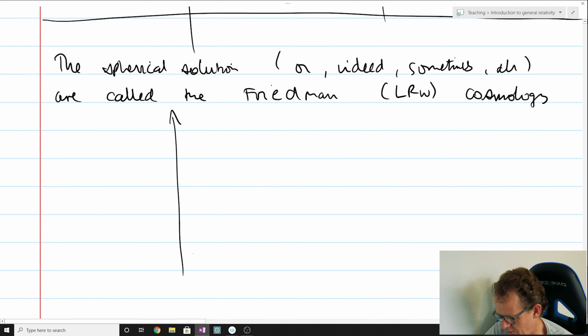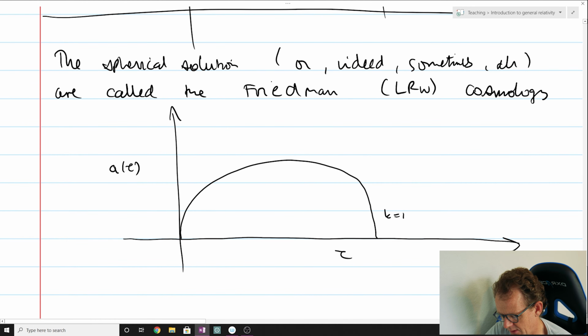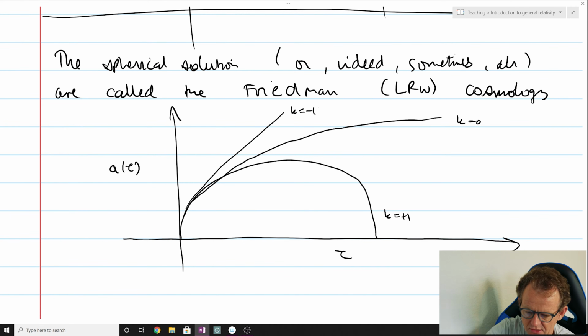And I'll just briefly sketch these solutions for the various cases. So one is this one that ends in the big crunch, that's k equals +1. One of them is the k equals 0, and one of them tends off to tau, and that's the k equals -1 solution. Okay, so that pretty much concludes the discussion of cosmology for this course.